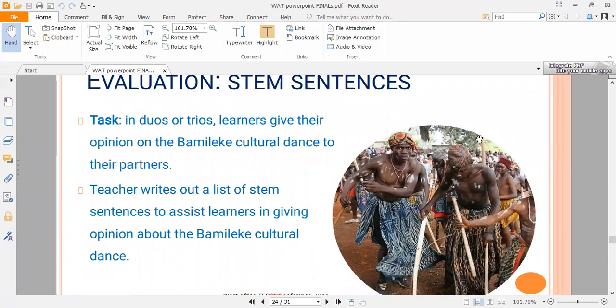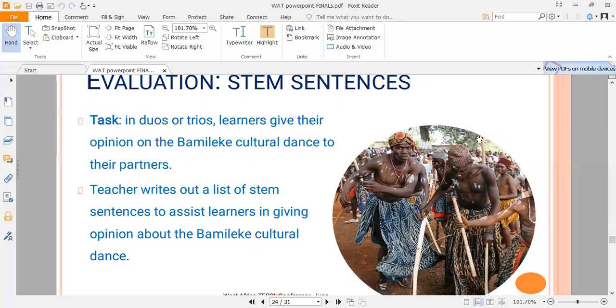The last phase of our lesson was the evaluation phase, which consisted in giving the learners STEM sentences. So the task was very simple. In duos or trios, the learners were to give their opinion on the Bamileke cultural dance to their partners. Now we try to make just very tiny groups because when the groups are tiny, it encourages everybody to speak.